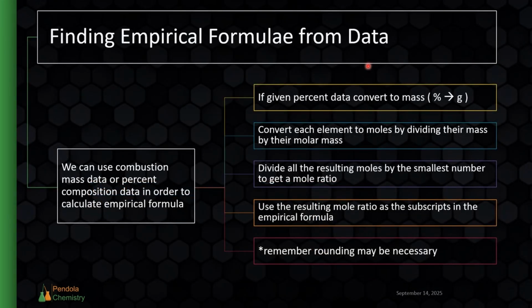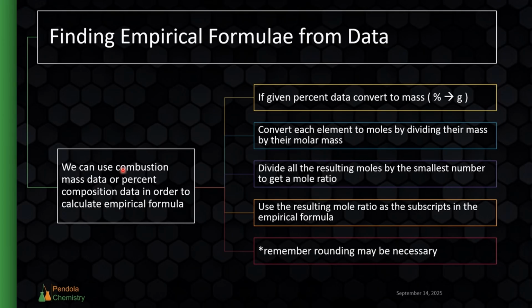So how do we find the empirical formula from data? This is something that you could be asked to do, and it's actually related to percent composition. We can use combustion data or percent composition data to calculate the empirical formula of an organic compound, which is something you're going to see very commonly on the AICE exam. We could do it for inorganic compounds as well, but it is more common for organic compounds.